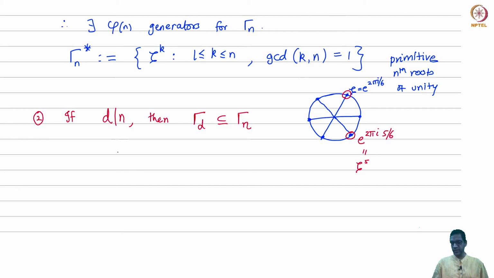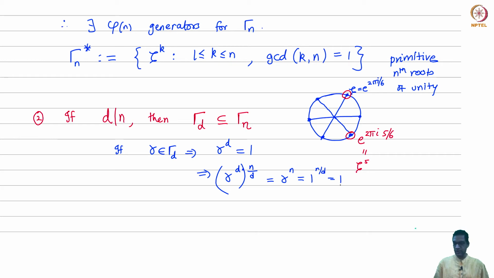Let's just do a quick check. If gamma is an element of gamma d, that just means gamma power d is 1. Of course, d divides n, therefore if I raise gamma to the power n over d, it's gamma power n, and 1 power n over d is just 1. So if something power d is 1, something power n is automatically 1. And in fact, the converse is also easy to see: if gamma d is a subset of gamma n, then d must divide n. I leave this as an exercise.